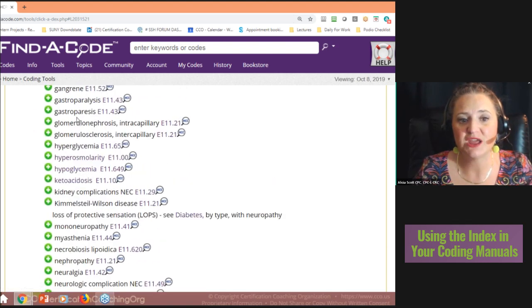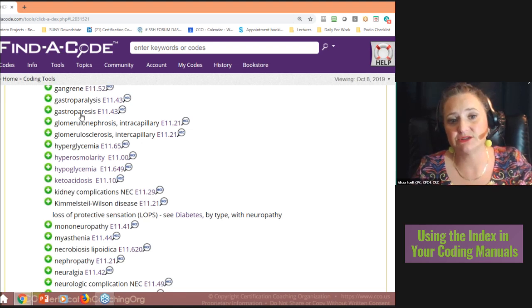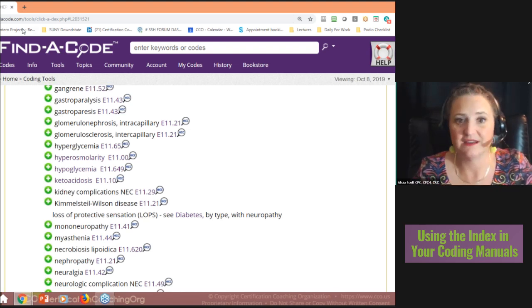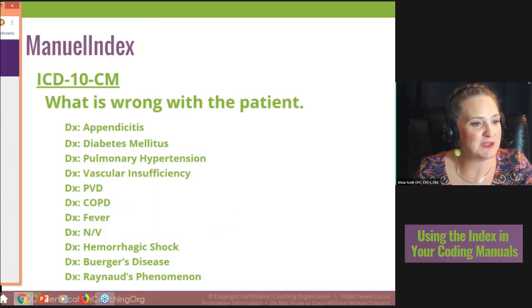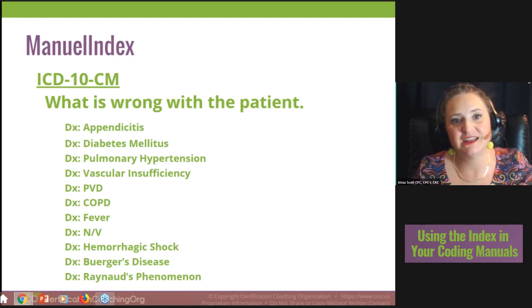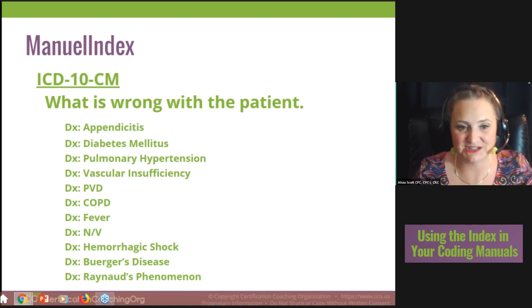Right? Did you even know gastroparesis? What happens with diabetics, sometimes it affects the digestive system and it paralyzes or gives paresis, or here's gastroparalysis, but it's the same code. So it paralyzes a section of the digestive tract. Did you not know that? If you did, that's great. Hey, if you did know that, comment in the chat and let me know that you knew that. Or if there's something you ever found in the index when you were looking up a code that you didn't know what it was and you later researched it.